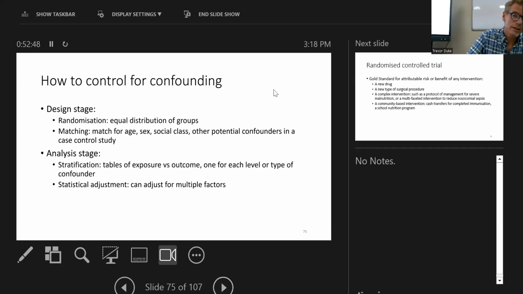The ways you can control for confounding, which are quite common, is either at the design stage of your study. The best way to control for confounding is by randomizing patients, right? But that again is a different sort of study, a randomized trial. In a case control study, you're trying to control for confounding by matching, as I said, matching for age or sex or social class or other potential confounders. And then you can also control for confounding when you're doing the analysis.